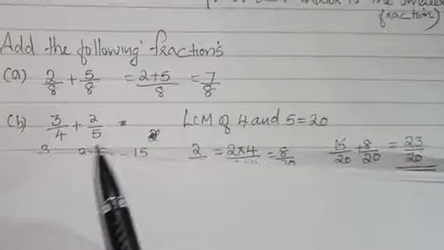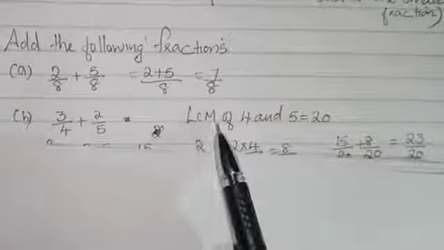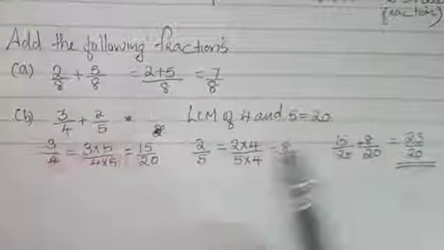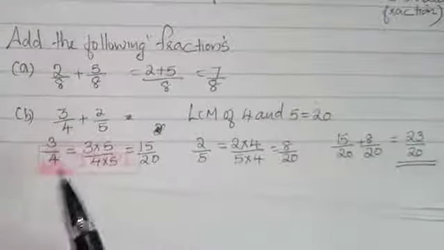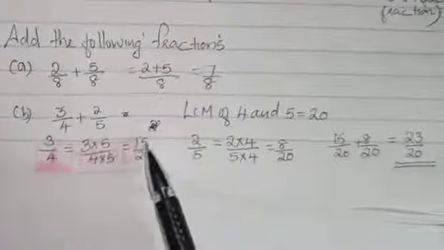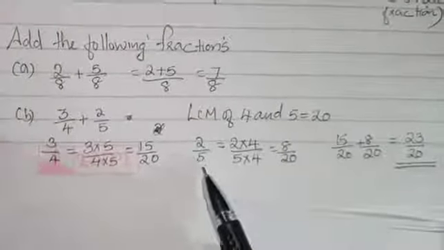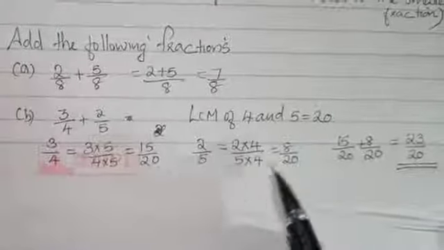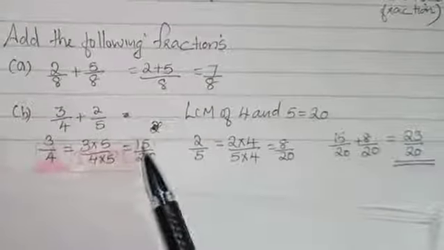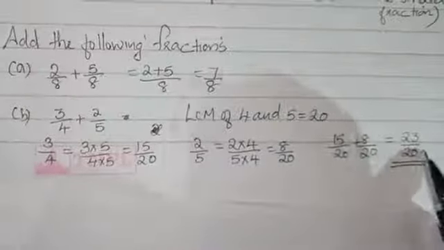Then addition of unlike fractions. 3 by 4 plus 2 by 5. In that case, you have to find the LCM of the denominators. LCM of 4 and 5 is 20. So 3 by 4 is equal to multiplying 4 with 5 to get 20, so 3 into 5 by 4 into 5, which is 15 by 20. 2 by 5 is equal to multiplying 5 with 4, 2 into 4 divided by 5 into 4, which is 8 by 20. Now the denominators are the same. So adding the numerators, 15 by 20 plus 8 by 20 is equal to 15 plus 8, 23 by 20.